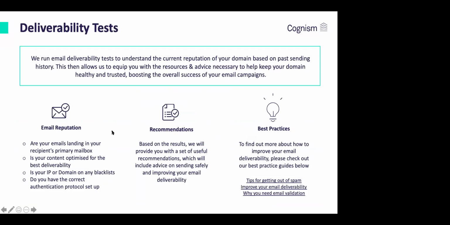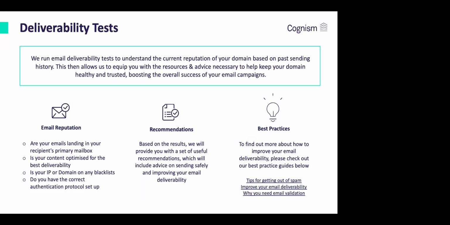One final thing I want to talk to you guys about is deliverability tests. This is a complementary part of the Cognism service that we've started introducing to all of our customers, especially those using our outbound tool. A deliverability test allows us to check your email reputation and your domain health. We'll be able to see whether emails are landing in the prospects' primary inboxes, and make sure that the content you're using is optimized for deliverability.